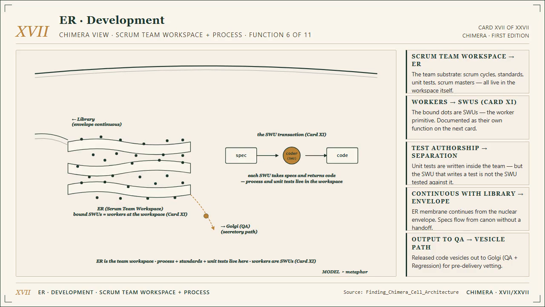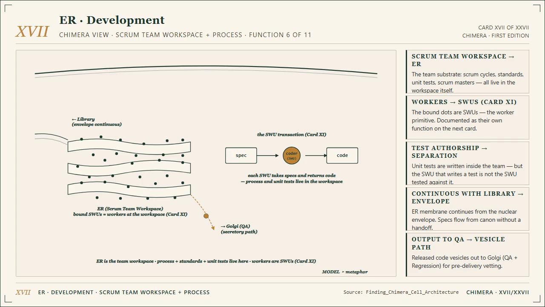Card 17, endoplasmic reticulum, development. This is development, the cell's team workspace function. On the left, the nuclear envelope curves in. The ER membrane is continuous with that envelope. Specs flow directly from the library into development. No vesicle handoff, no serialization step.